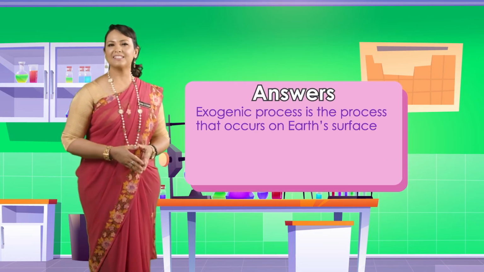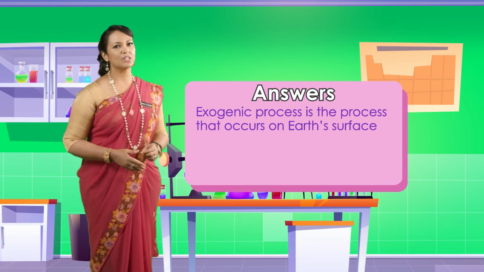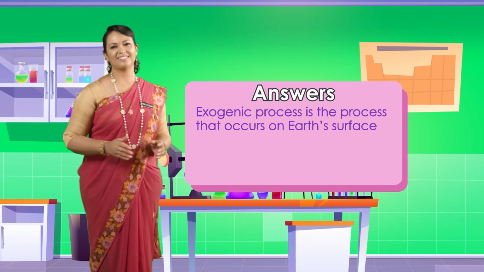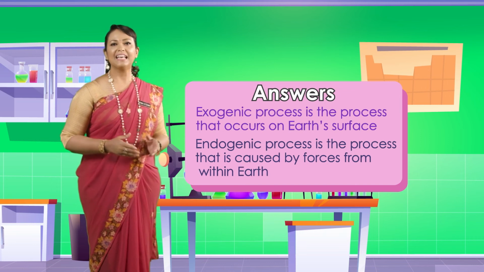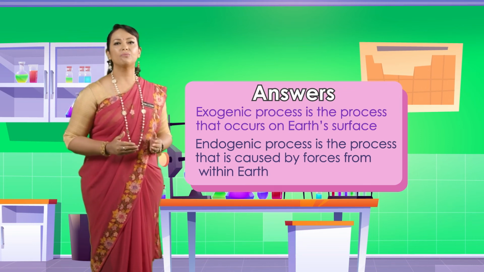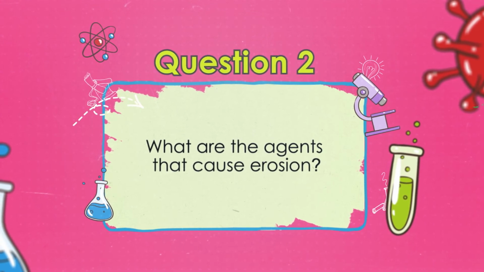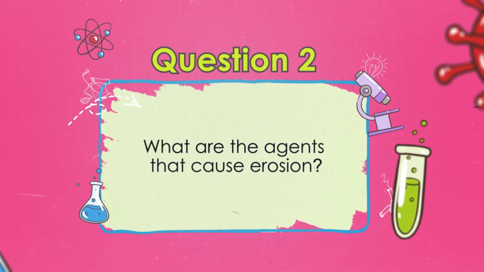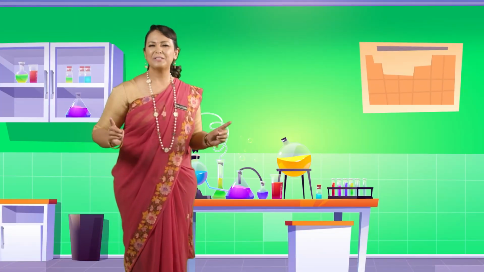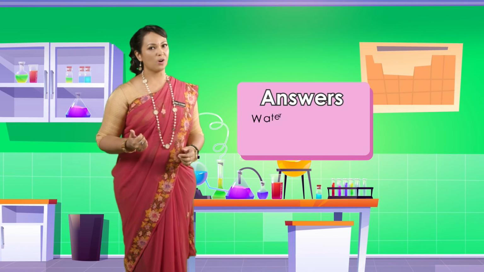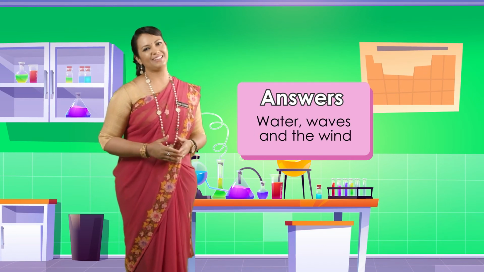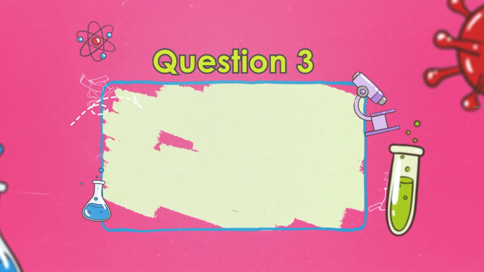Let's check out the answers. Exogenic process is the process that occurs on Earth's surface. Endogenic process is caused by forces from within Earth. Question 2. What are the agents that cause erosion? Yes, super. The answer is water, waves, and the wind. Question 3. Moving on. What is the plate tectonics theory?